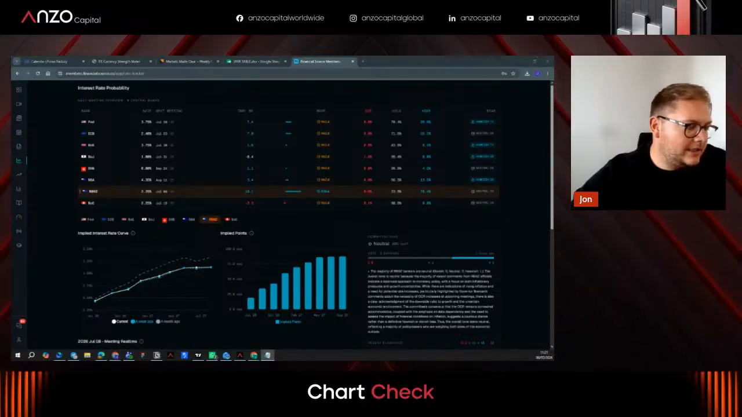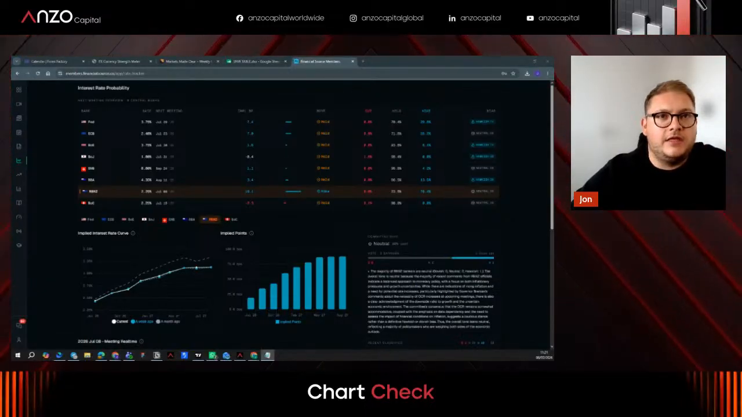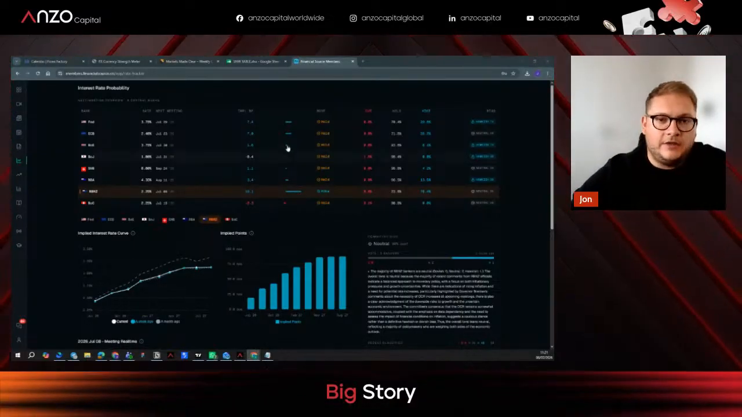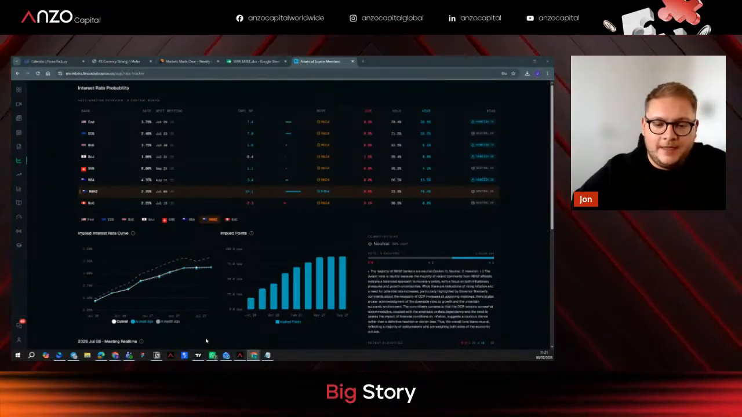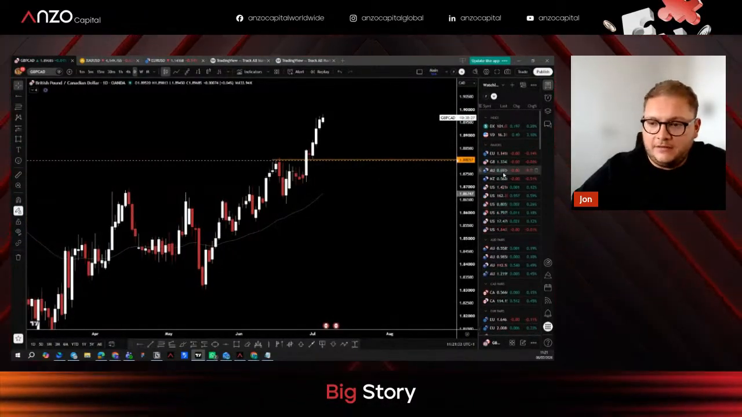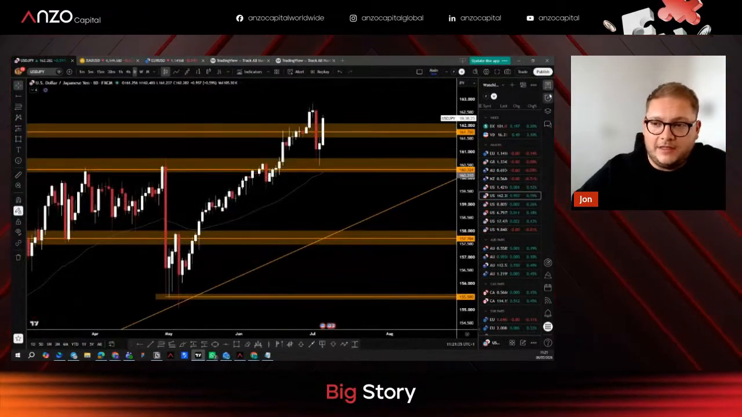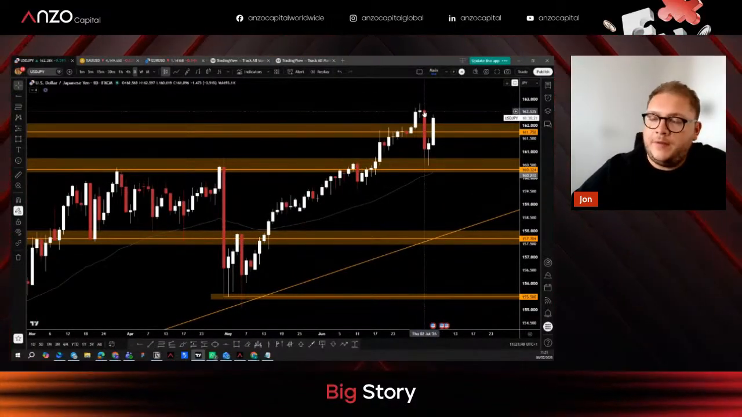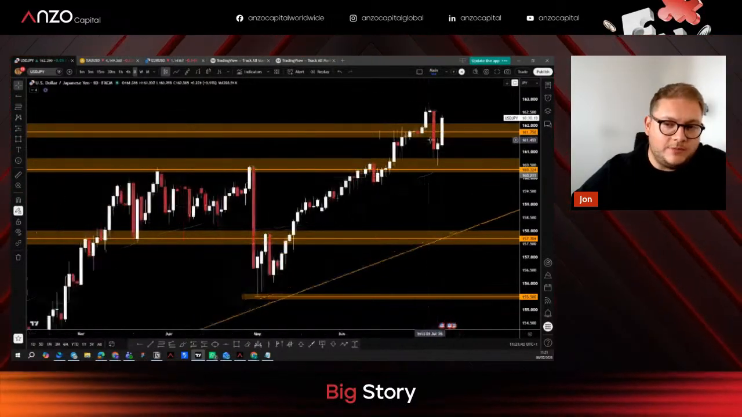So let's move on. Let's go and check out the big story. We're going to have a little look at what's been going on in Japan and dollar yen. Okay, so dollar yen is still, well, it's back grinding higher. We had almost what people were thinking was an intervention, but it wasn't an intervention.